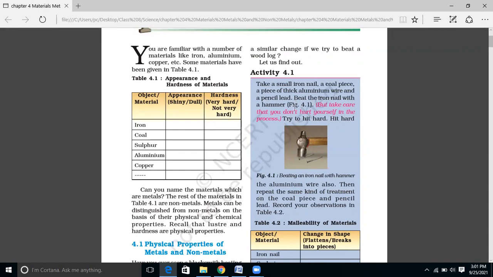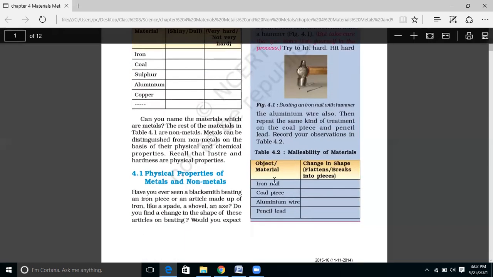So to do that, we will have to take small iron nails, pieces of coal, then aluminium wire and pencil lead. And we need to beat the iron nail with a hammer. So we have to break them like this. Okay, the same thing needs to be done for everything. So then based on that, we need to fill up this table.